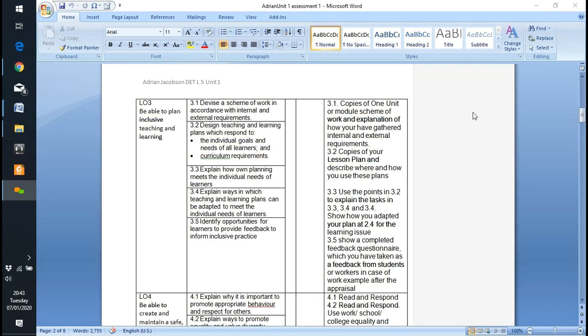So looking at learning objective 3 now, this is to be able to plan inclusive teaching and learning. And this is the planning process. After you've done your initial assessment, you've set a learning plan together, you then need to actually put a teaching and learning plan in place, and that comes in the form of a scheme of work that you will teach this program or this course over X number of weeks, and it will include a number of things.